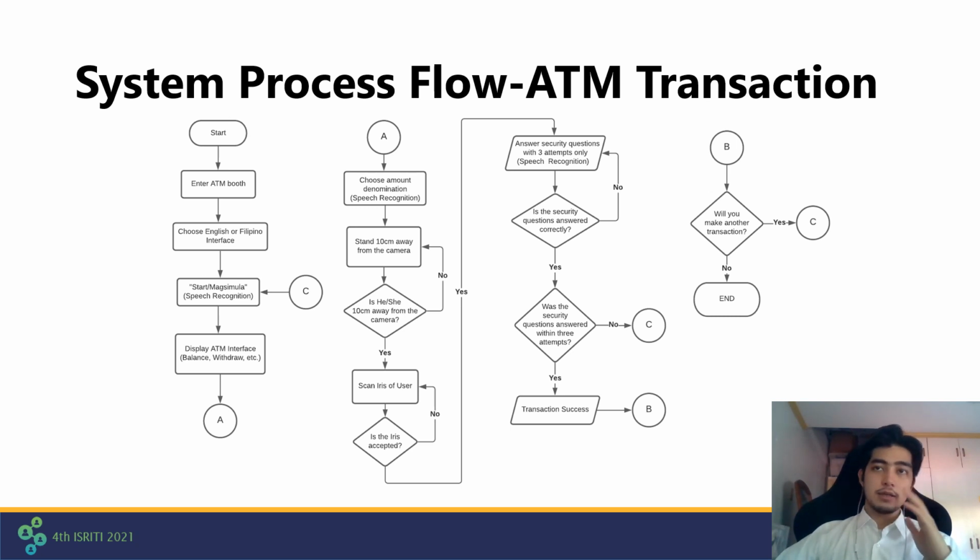If their iris is not detected, they have to fix their distance or angle positioning so the camera could detect their iris and start scanning. Once the iris is accepted, the user will be given 3 attempts to answer the security questions, and if they use up all the attempts, they will be prompted onto process C as seen on the figure. But if the user answers the question correctly, the transaction will be a success and they'll get their money. The system will ask the user if they will be making another transaction. If they say yes, they will be prompted onto process C, but if they say no, that will be the end of their transaction.